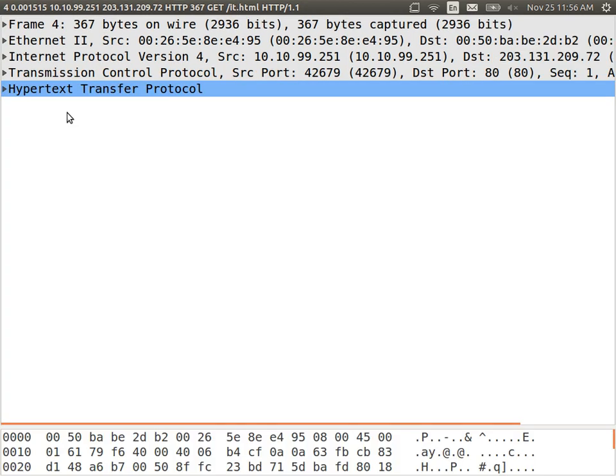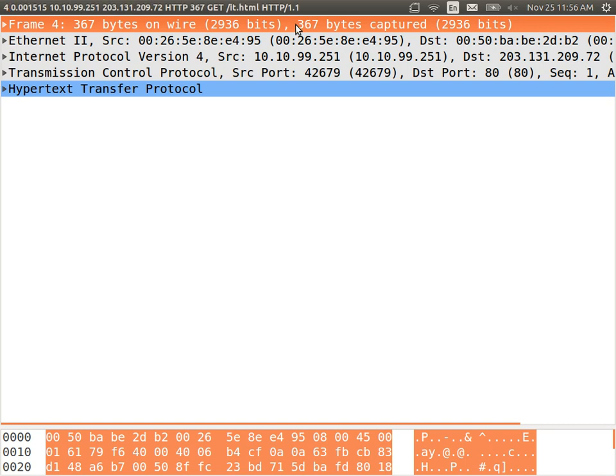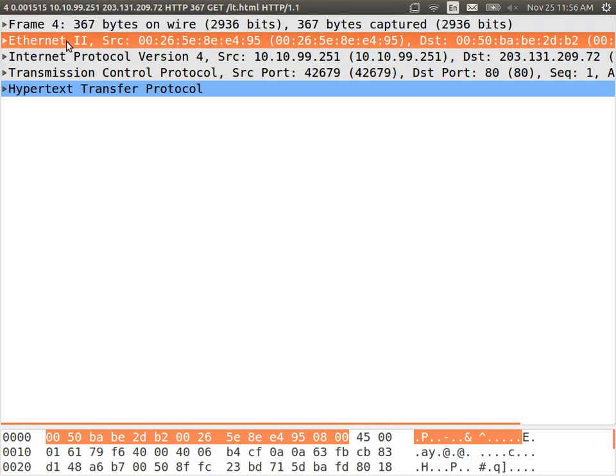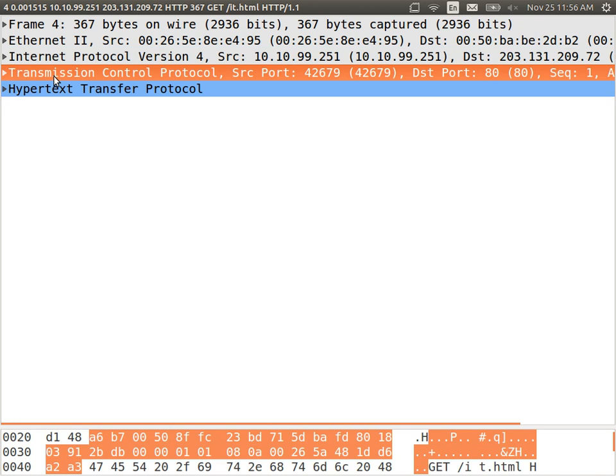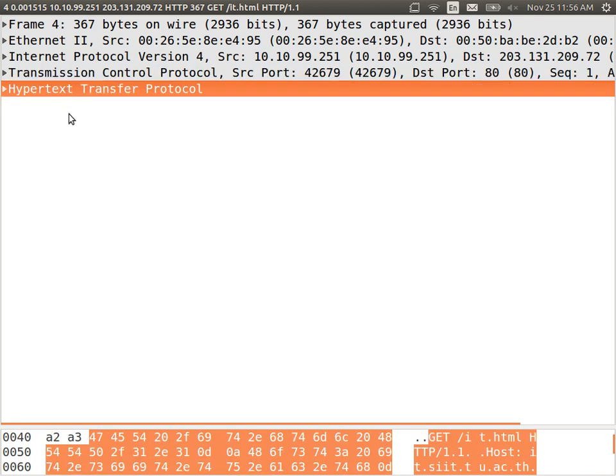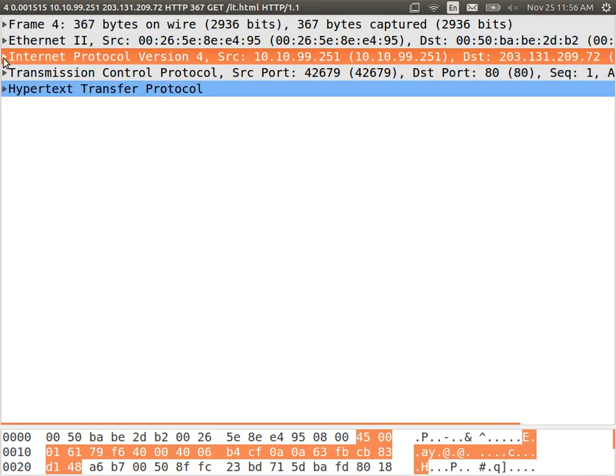Zoom in on that packet. The structure of that packet is that it contains 367 bytes. It's an Ethernet frame. Inside the Ethernet frame is an IP datagram. This is the way we read this software. This is an Ethernet frame. Inside that is an IP datagram. Inside that is a TCP segment. Inside that is an HTTP message. We'll return to those details later, but let's just look at the IP datagram.